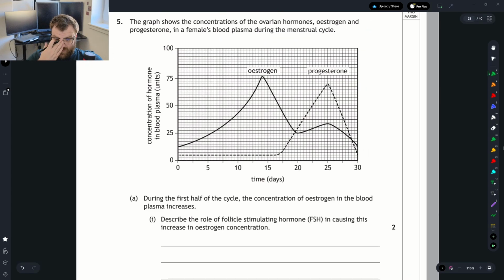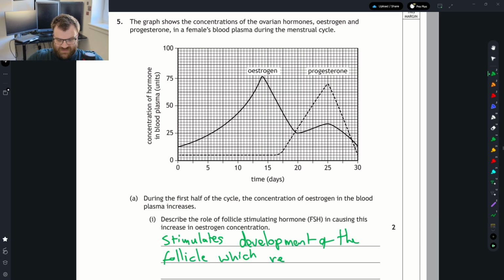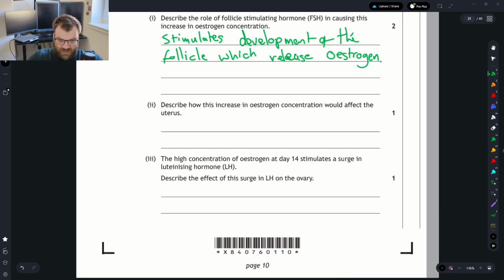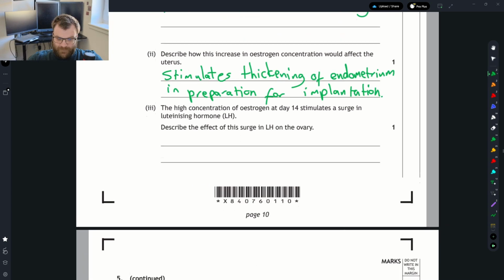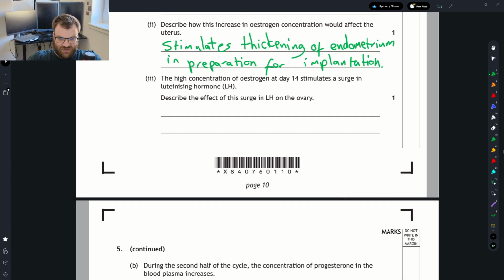Okay, next one, we're talking about the first half of the cycle, so the follicular phase. We're asked about FSH. Well, that stimulates the development of the follicle. And then the follicle releases estrogen. And estrogen stimulates thickening of the endometrium, ready for implantation. At day 14, the LH is going to cause the ovary to release an egg.